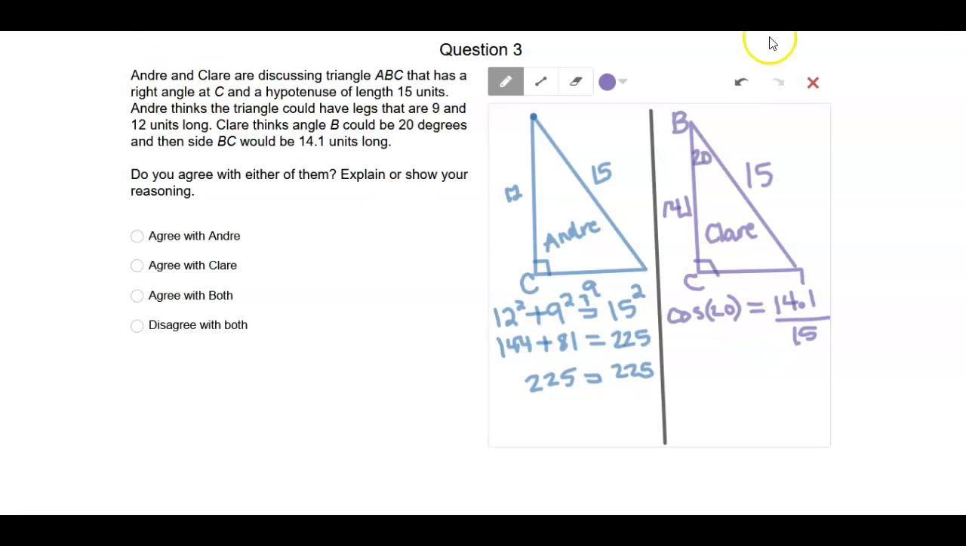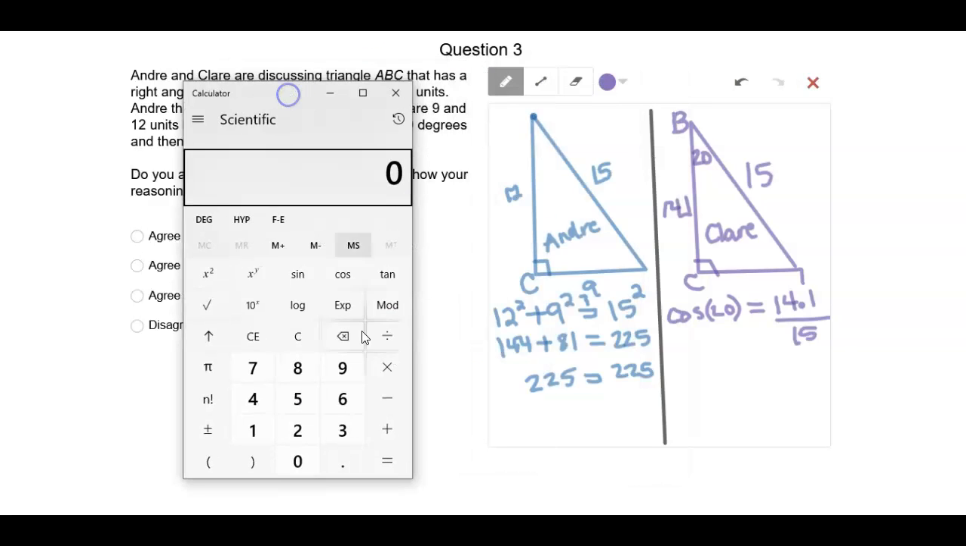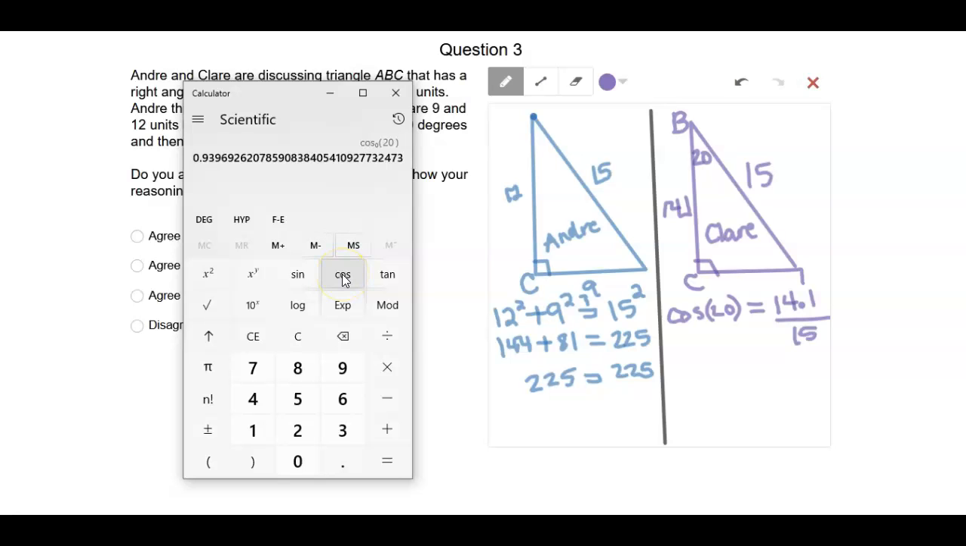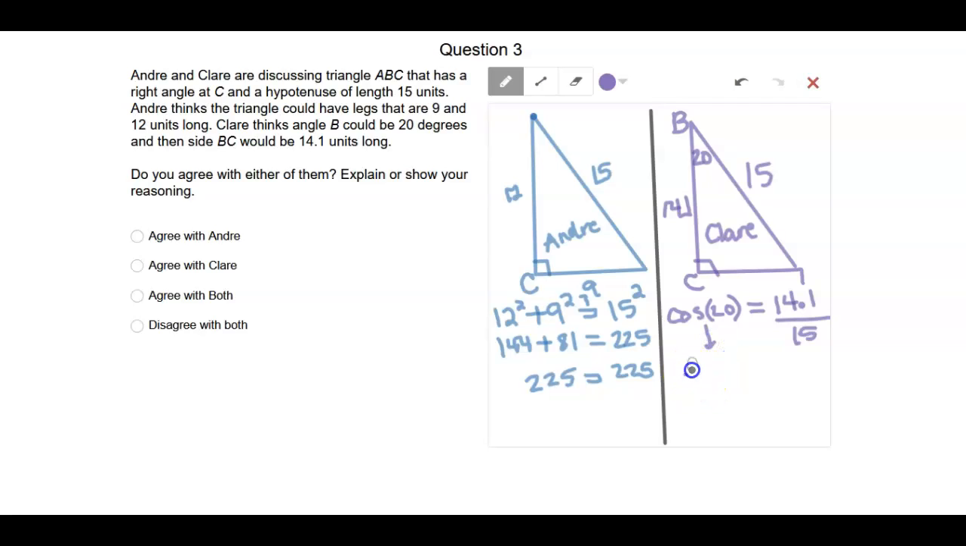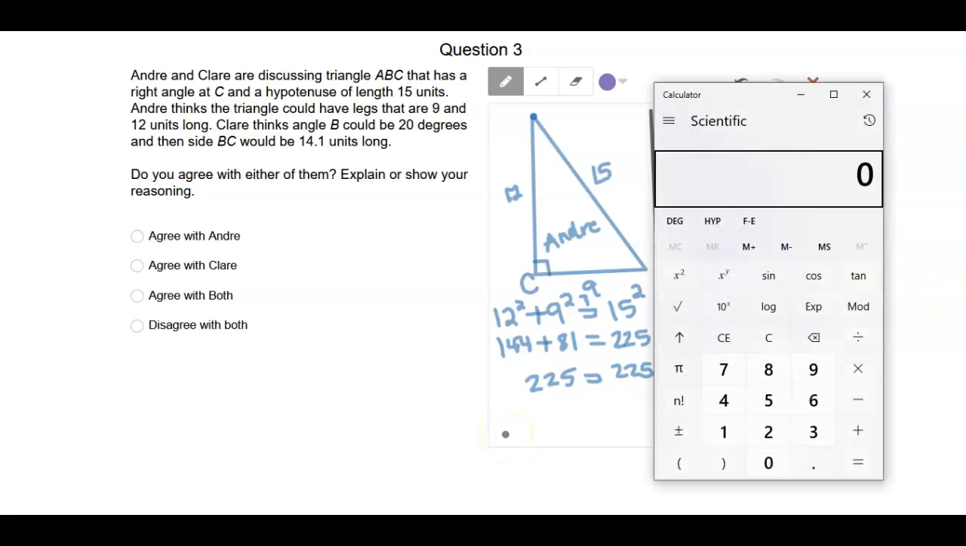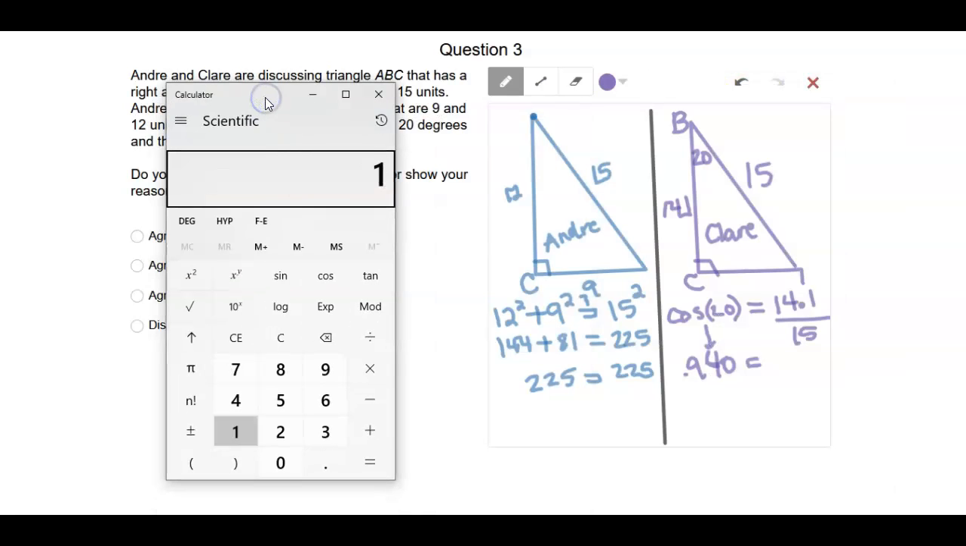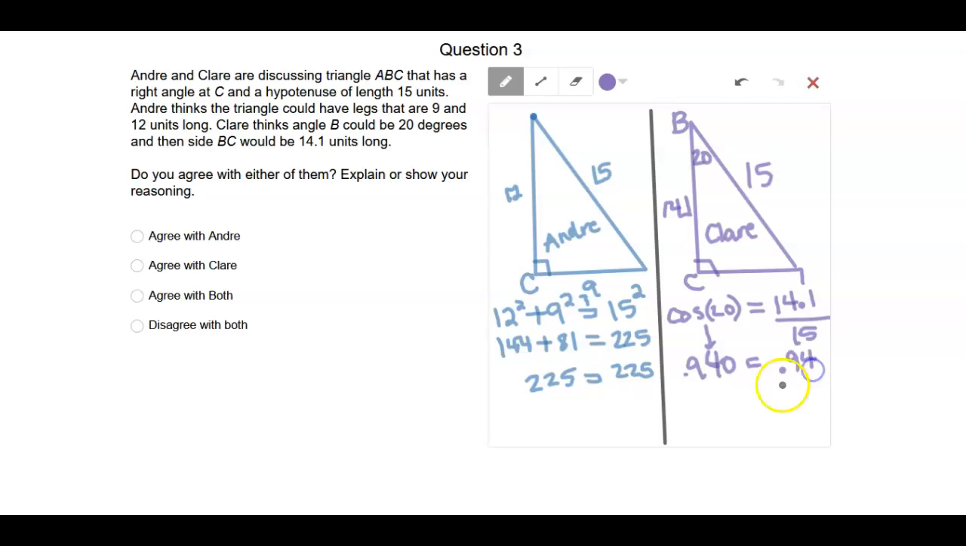All right, so I'm going to pull up my calculator and do the cosine of 20. The cosine of 20 is 0.939, or approximately 0.940. And if I do 14.1 divided by 15, I get 0.94. So because these two are equal, Claire could also be correct.